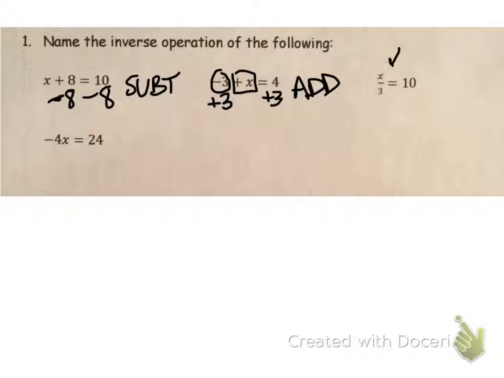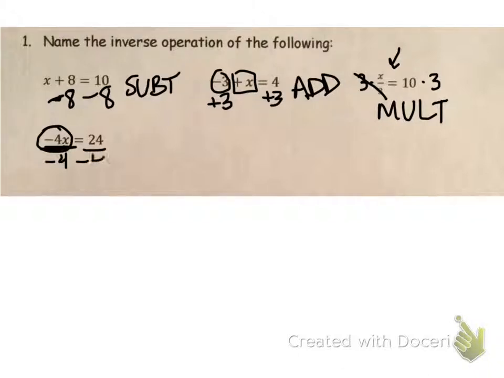In the third one, a fraction means division, and the opposite of dividing would be to multiply. So in the third answer, multiplying would be the inverse. And in the last one, anytime a variable and constant are right next to each other, that means multiply. We'll undo that with division, and that is why that is the last inverse operation.